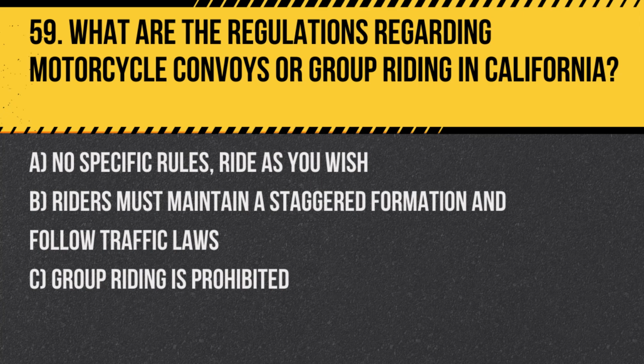Question 59. What are the regulations regarding motorcycle convoys or group riding in California? A. No specific rules. Ride as you wish. B. Riders must maintain a staggered formation and follow traffic laws. C. Group riding is prohibited. Answer: B. Riders must maintain a staggered formation and follow traffic laws. This organization helps maintain order and safety during group rides.